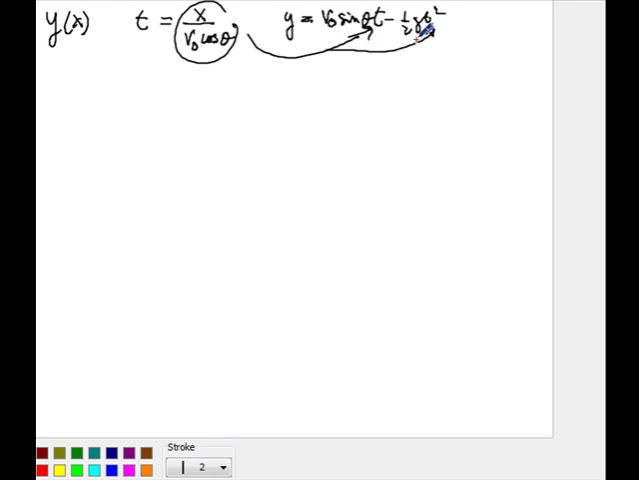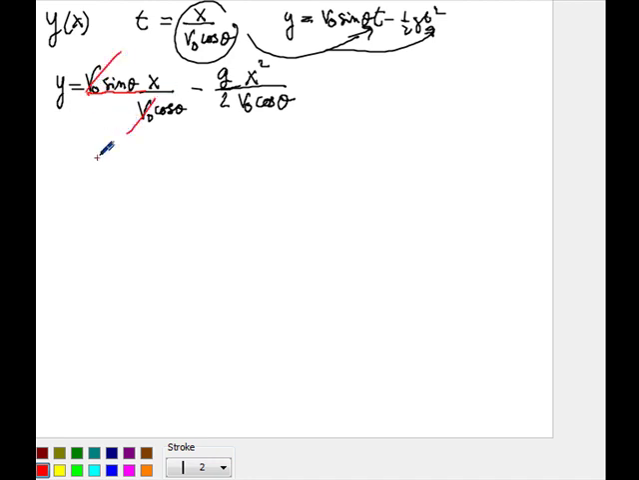So my equation 4 will become v naught sine theta times x divided by v naught cosine theta, minus, I have a 2 here for g, and then t is being squared, so I need to square everything: x squared over v naught cosine theta. Looks a little bit messy, so let's try to clean it up. We realize that we can simplify v naught, and for good luck, we could replace sine over cosine by tangent.